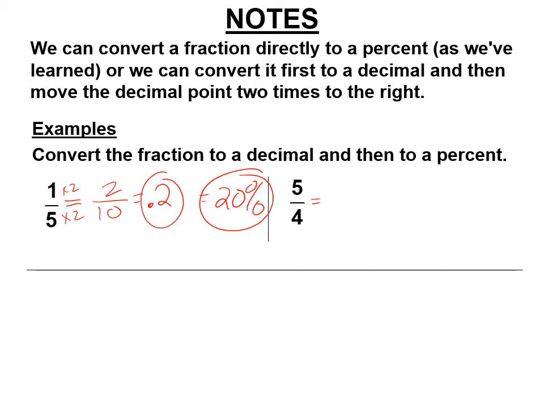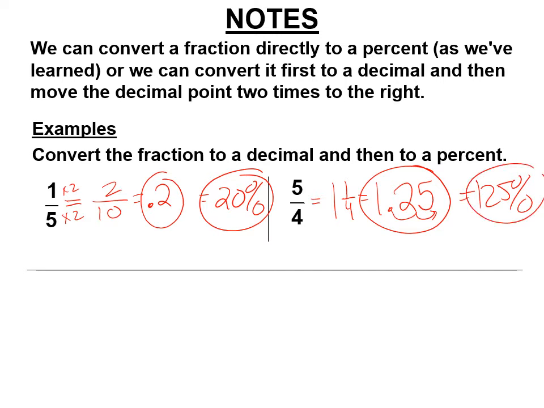5/4, all right, so we're going to make that a decimal, so we're going to go 1 and 1/4. Well, we know 1 and 1/4 is 1.25. We just did it, right? And so there's our decimal, and then we're going to move it twice, and we're going to make it 125%.